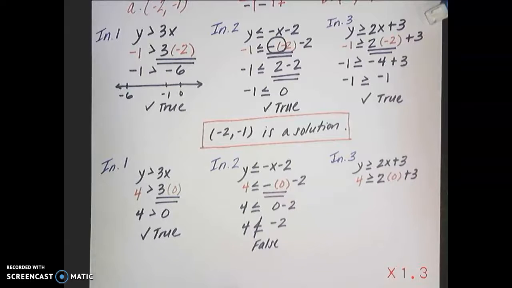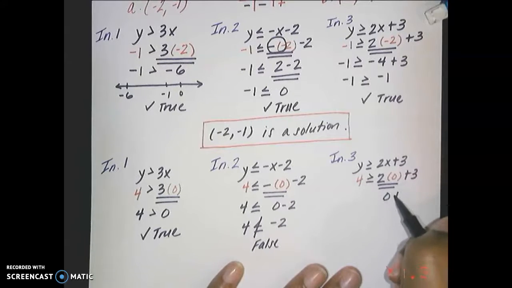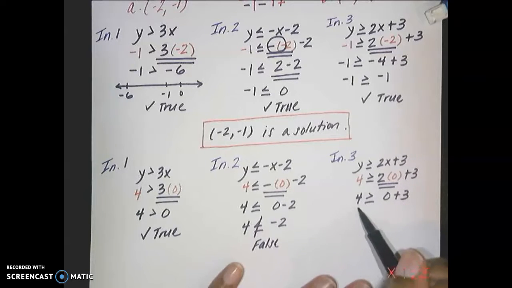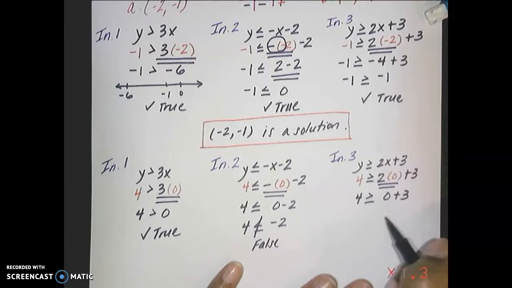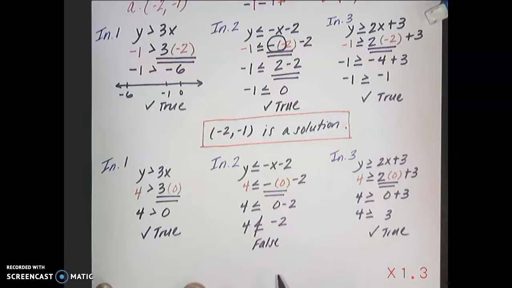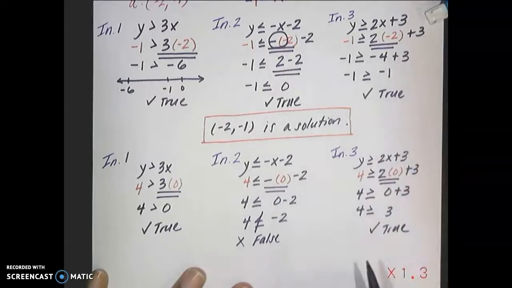If we keep going, 2 times 0 is 0 plus 3. 4 is greater than 3, because 0 plus 3 you would get 3. 4 is greater than or equal to 3. This is true. But this right here being false means that 0, 4 is not a solution.